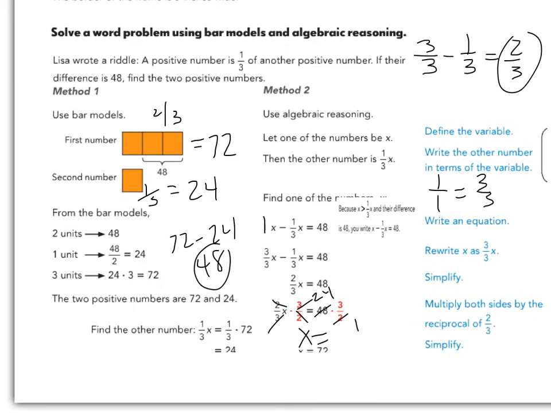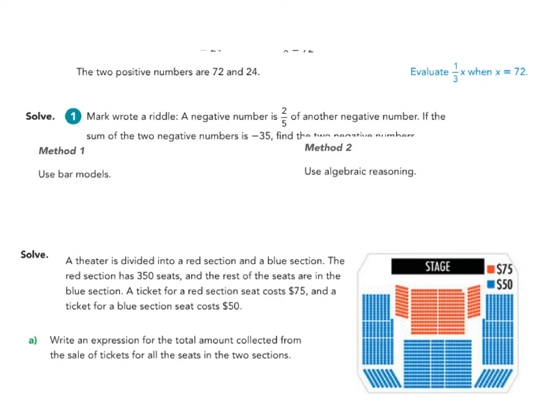Okay, so now we're going to go on to a cone. All right, so it says, Mark wrote a riddle. A negative number is 2/5 of another negative number. If the sum of the two negative numbers is negative 35, find the two negative numbers.